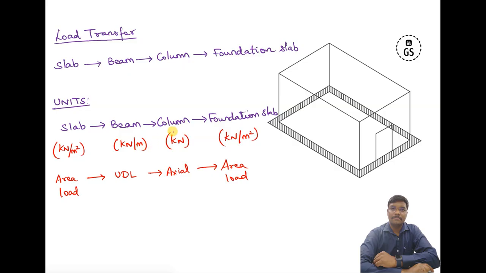Next, column takes it as a kilonewton, the axial load. Finally, when it comes to the foundation slab, it takes it as a kilonewton per meter square, with respect to the safe bearing capacity which we calculate. So the loads are distributed to the foundation slab in kilonewton per meter square. So when you talk about the load pattern, it takes as an area load, then we have UDL, then axial, then again area load. This is how the load will be distributed.